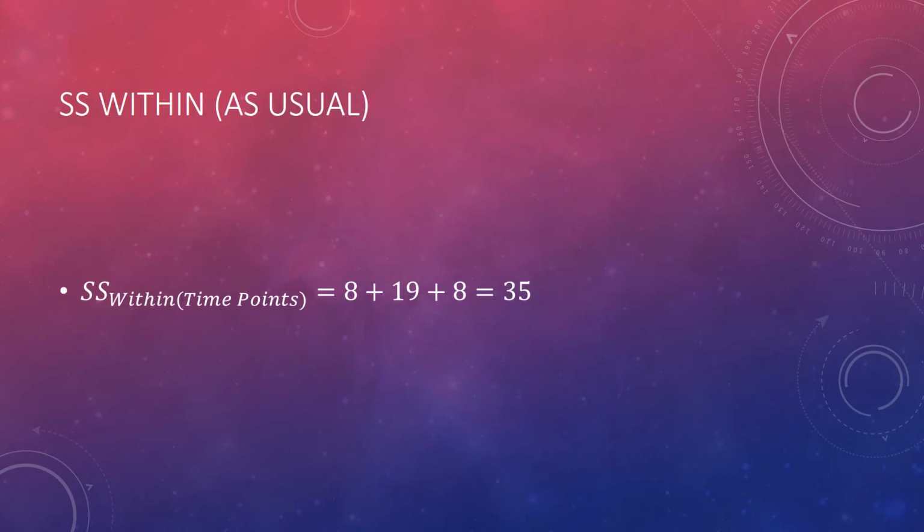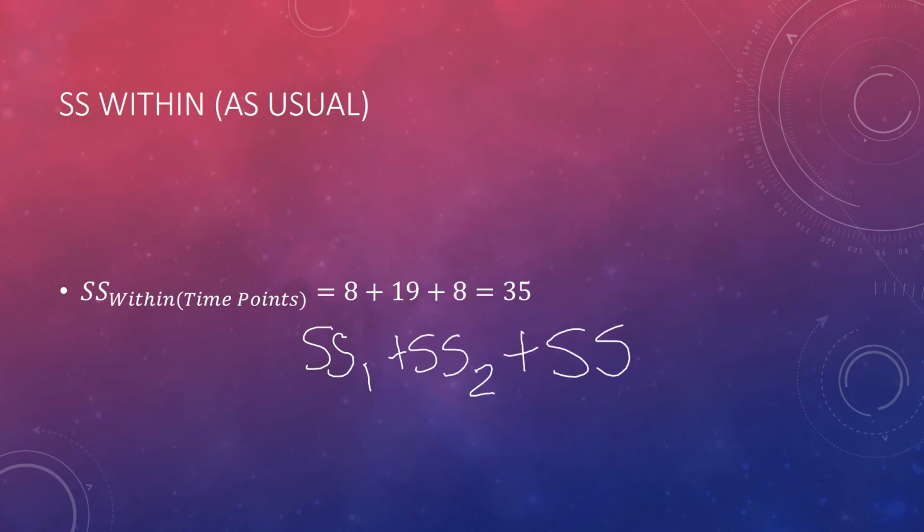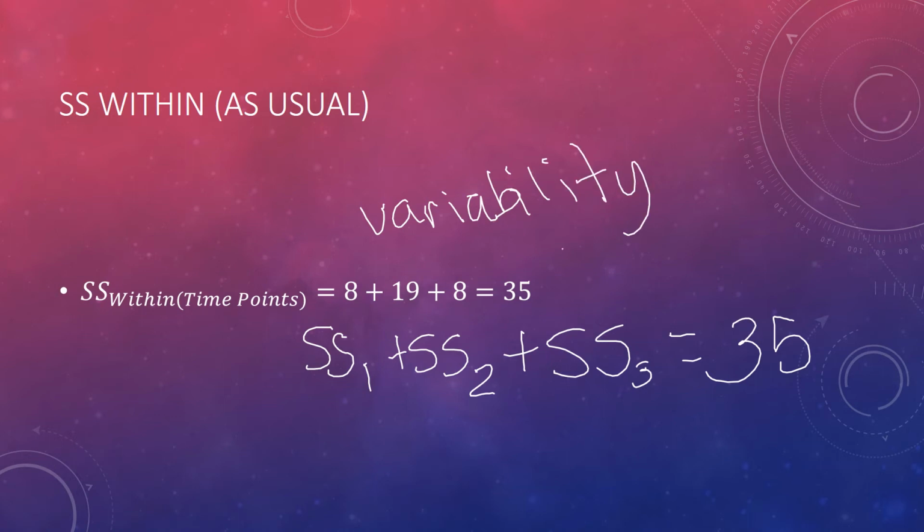So you can do this in a couple ways, but I'll show you this way. You can get the sum of squares within as usual. So this is just the sum of squares for time point 1 plus the sum of squares for time point 2 plus the sum of squares for time point 3. And that should give you 35. You can see the handout if you want to see how I got each of these. So it's just the variability within the time points.